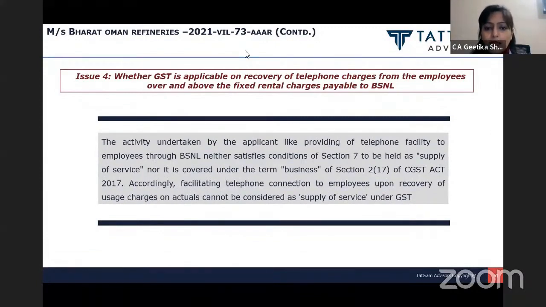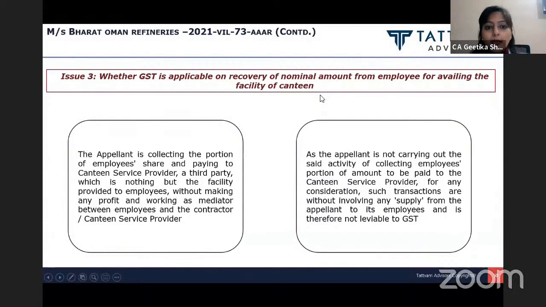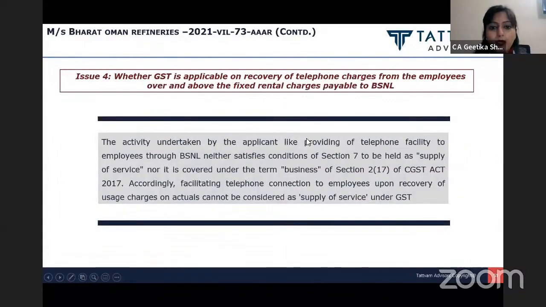However, there's one aspect which was covered in this particular ruling regarding the canteen services. They said that wherever the employer is providing canteen services and doing some minor nominal recovery, according to this ruling, there is no taxability on this part. But in our view, this is still a transaction which can be covered under tax wherever any nominal amount is being recovered from the employees for providing any canteen services. Wherever there is any free supply, the question of any tax doesn't arise at all.